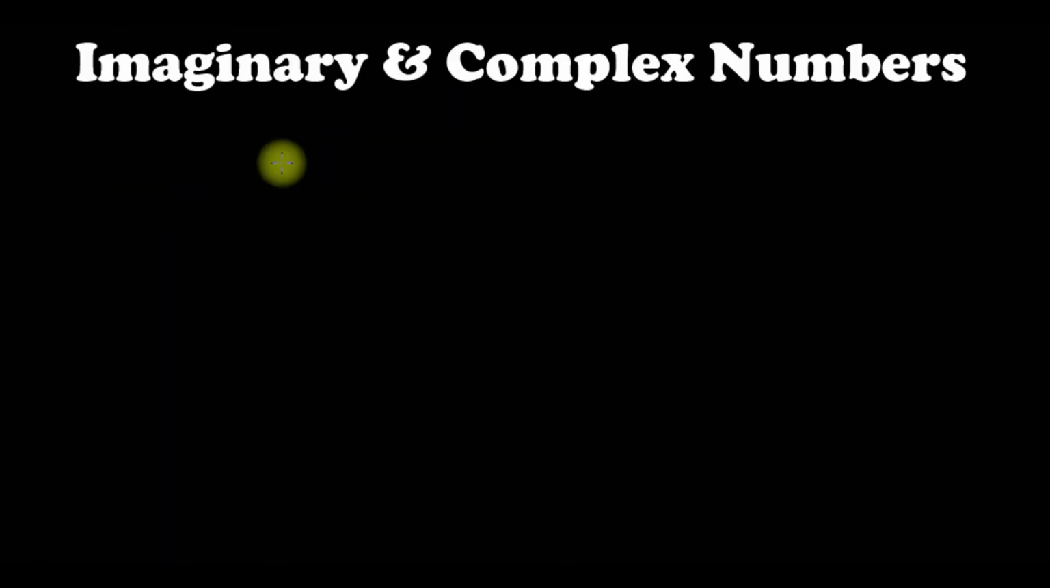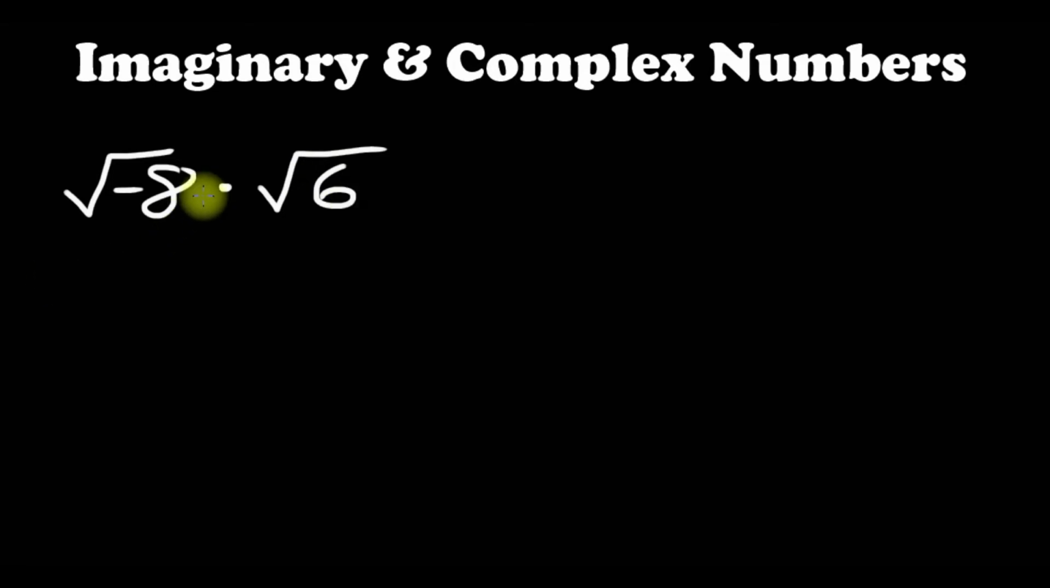So again, imaginary and complex numbers. This time we are going to simplify square roots. Let's say we take the square root of -8, and we're going to multiply that by the square root of 6. So you're multiplying two square roots. You're able to do it because they both have square roots. So when you multiply here, you take -8 times 6, and that's going to give you the square root of -48.